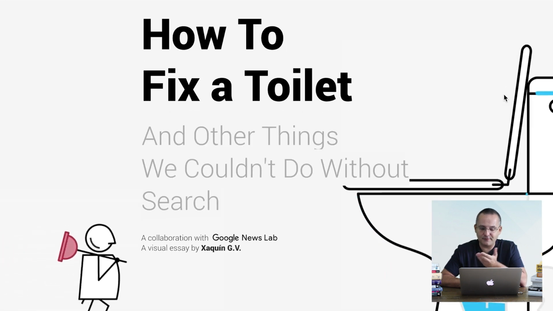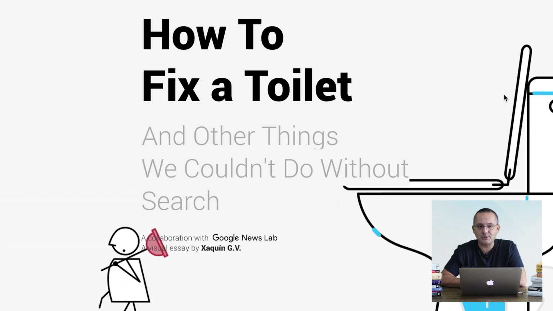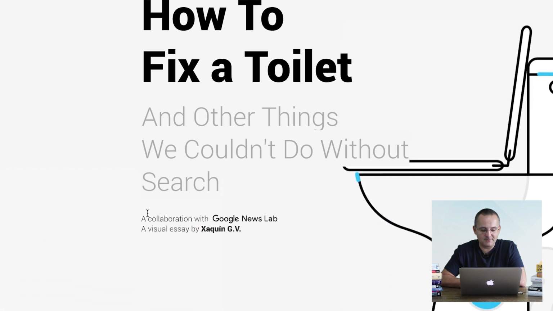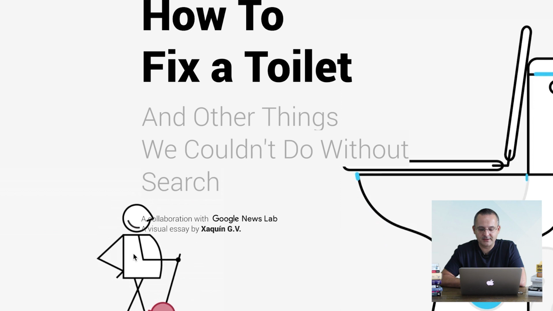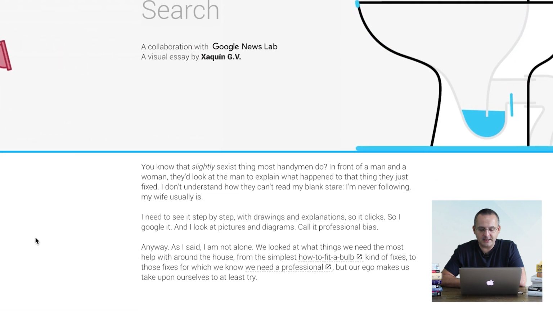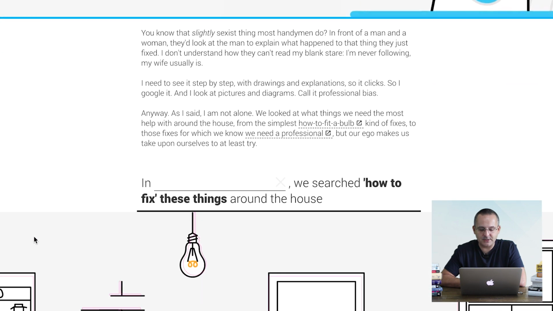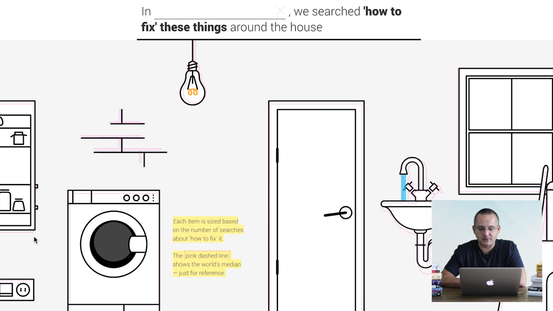This is the title, How to Fix a Toilet, and other things that we cannot do with search. You have this very nice and cute animation over here. And if you keep scrolling down, you will get to the actual data visualization, which is this one, right? I'm going to explain what you're seeing over here. Each one of these icons, representing one thing in a common household, represents the number of searches in a particular country for how to fix that particular object.